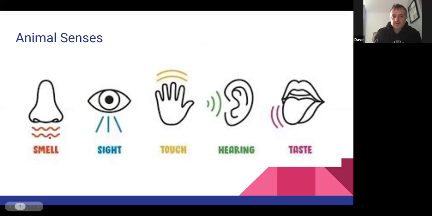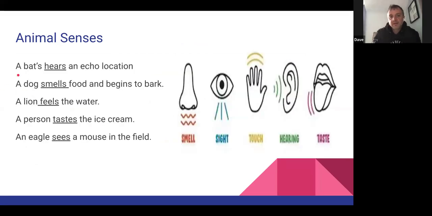So these are our senses: smell, sight, touch, hearing, and taste. All right, smell with your nose, sight, see with your eyes, touch with our whole bodies. You hear with your ears, of course, and you taste with your mouth. All right, so a bat hears with echolocation. That is hearing. A dog smells food and begins to bark. There's our smell. That's with our nose.